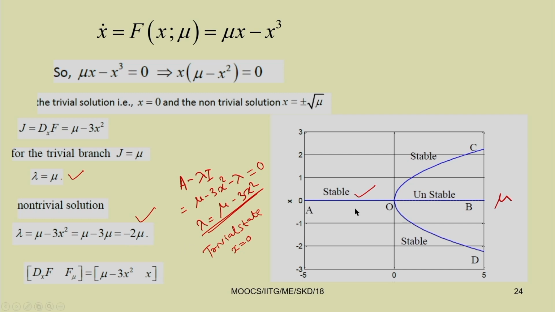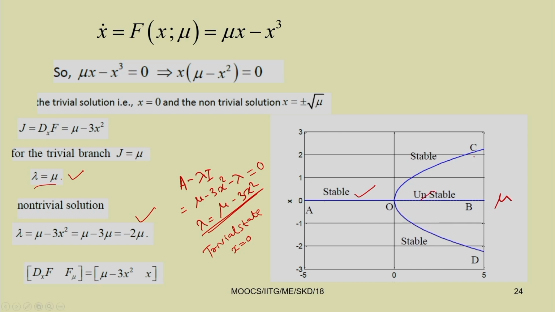Here, from A to O, that is mu less than 0 for the trivial branch, so mu is negative. The eigenvalue is negative, that is why this is stable. And for the O to B branch, mu is positive. As mu is positive, lambda is positive. So, from this equation lambda is positive, and as lambda is positive, the response is unstable. So, the system is unstable.